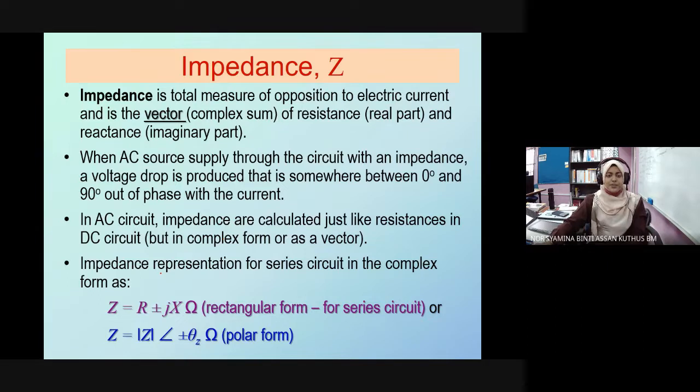So impedance representation for series circuit in the complex form adalah Z is equals to R plus or minus JX. Apa maksud dia? Sekiranya dalam circuit tersebut ada R dan juga L, so dia akan jadi Z is equals to R plus JXL. Kalau dalam circuit tersebut ada resistor dan juga capacitor, Z will be equals to R minus JXC. Boleh?